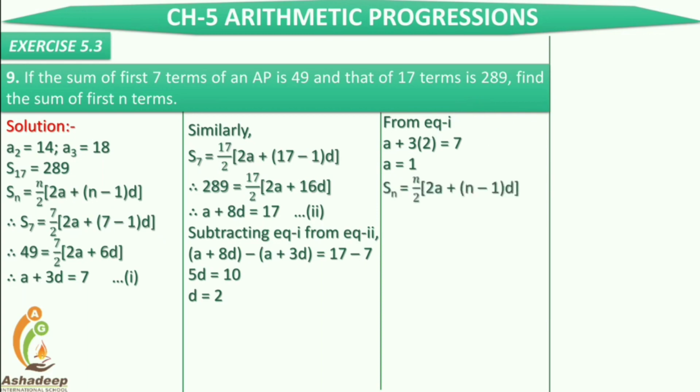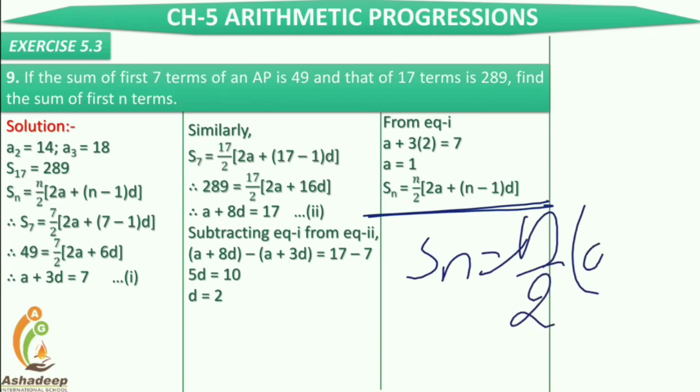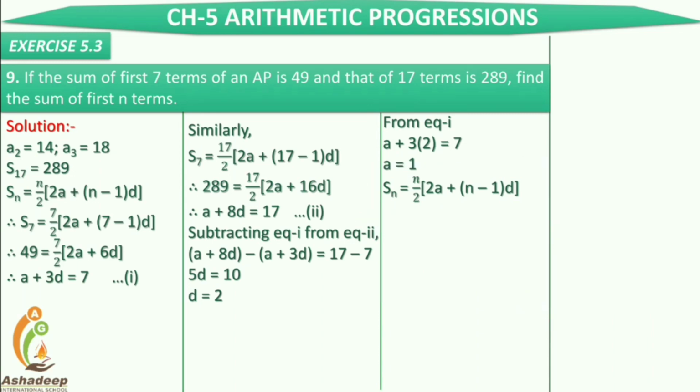Sn is equal to n by 2. Now we don't have the L, so we'll use this formula, right? If we have the an or L, we can use Sn is equal to n by 2 into a plus L, but we don't have this an or L, so we can use this formula.